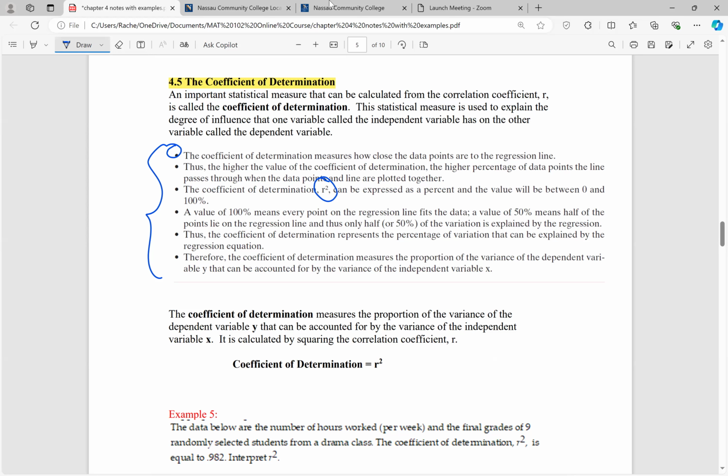Remember, the correlation coefficient, which I spoke about in the previous lecture, measures the strength of the linear relationship between two variables. So we can think of the coefficient of determination as representing the percentage of variation that can be explained by the equation of the line that's going to pass through this data. So it measures the proportion of the variance of the dependent variable y that can be accounted for by the variance of the independent variable x. I know that sounds confusing, but once we look at example 5, I think it'll make a little more sense.